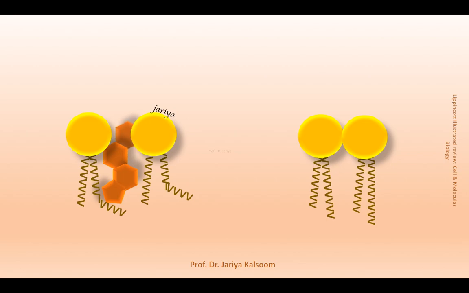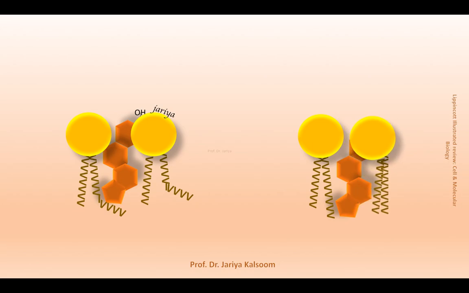So this is how, where there are saturated fatty acids, cholesterol makes the membrane fluid by disrupting the close packing, whereas where there are unsaturated fatty acids, cholesterol makes it rigid. And this is the paradoxical action of the cholesterol on the membrane fluidity.